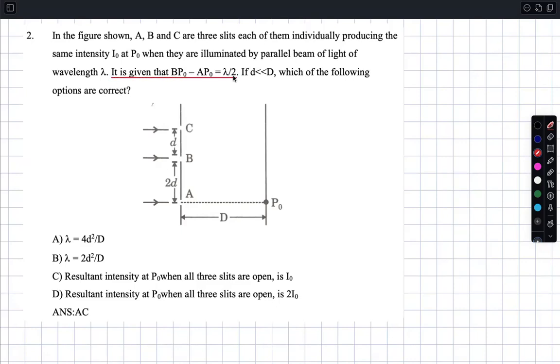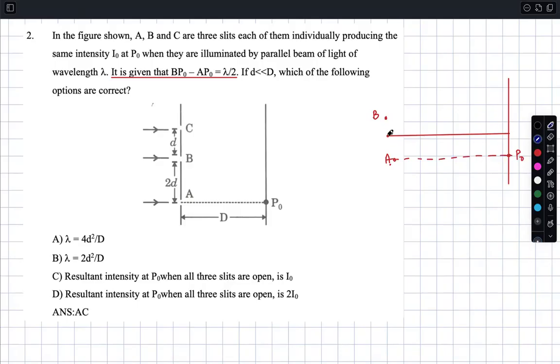This is the information. Which of the following are correct? Forget about C for a while. Now you see only B, A, right? Take this line as the reference, and take this line as the screen. Here is your point P naught.